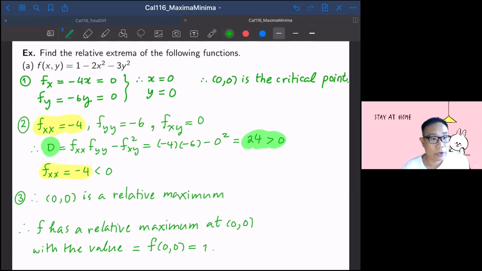So this was about how to determine the relative maximum and relative minimum of a function. This one is kind of easy to do. And this is the fourth step, the conclusion.